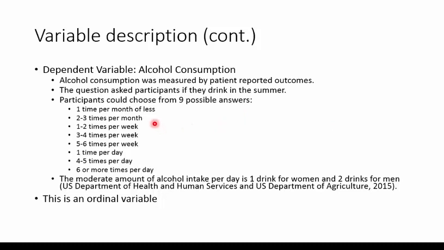I just saw this cool feature that I have this little pointer here. So there is some order that 1 time per month is the least amount, and then you're going down here to 6 or more times a day is the maximum amount. So there is order. This is the minimum, this is the maximum, but not in equal intervals between these answers. So it's not interval, but it's ordinal data.